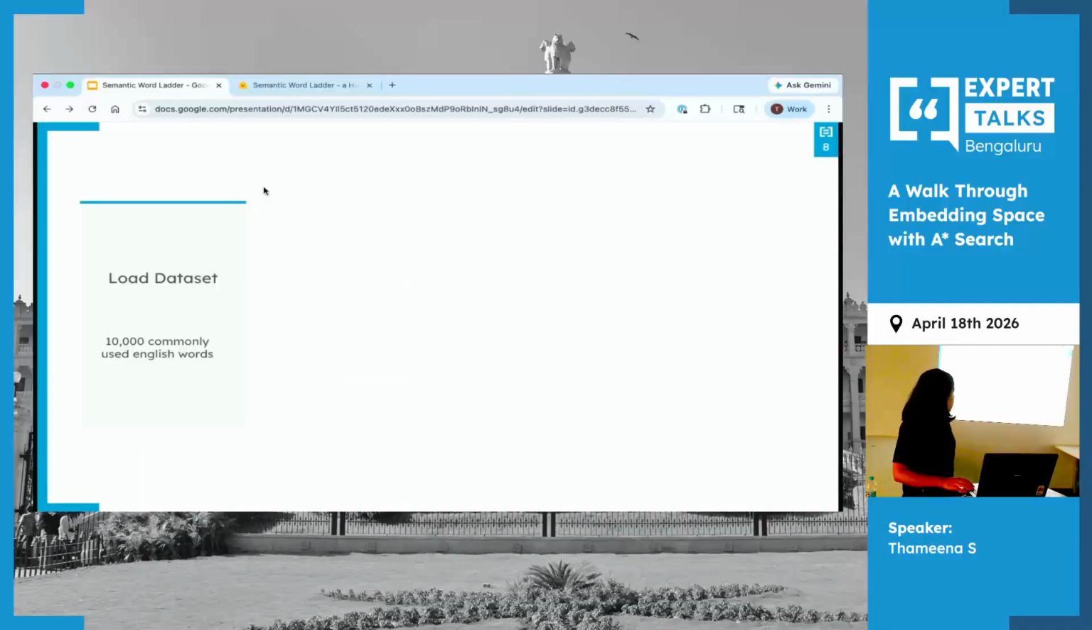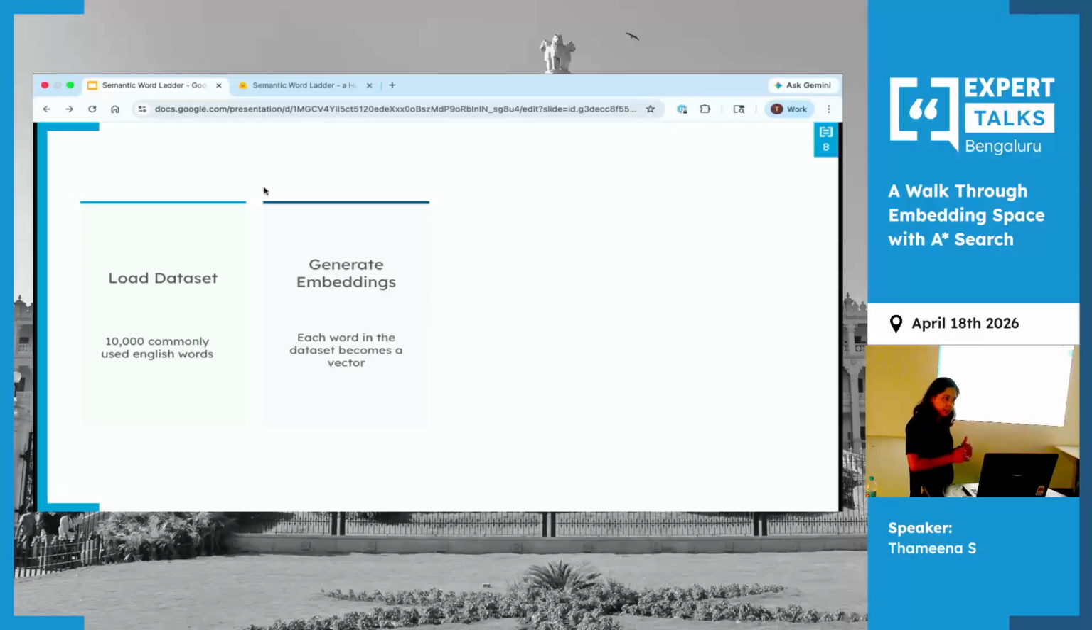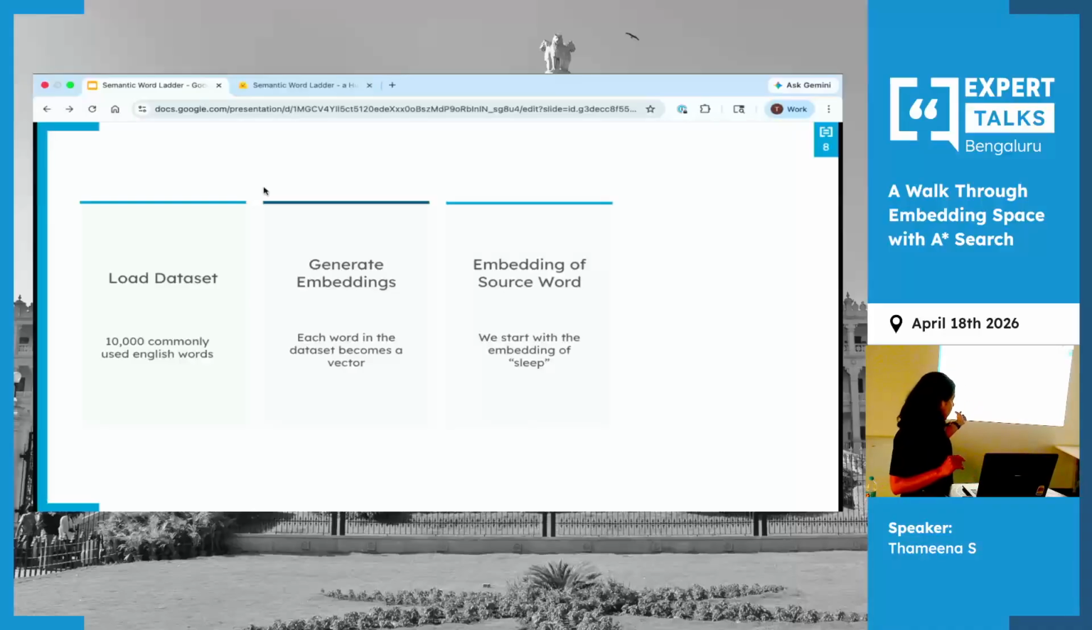So now let's see what we have till now. We have loaded the dataset of 10,000 words, and then we have generated the embeddings of all those 10,000 words, right? Now this is a one-time operation, and now we have everything that we need to actually start creating the word ladder. So the next thing we have for the word ladder is the start word, right? In this case, we had the example of sleep. So you take the word sleep, and you've already generated a lot of embeddings in the previous step, and that will also include the embedding of sleep. So from that embeddings array, you pick the embedding of sleep.